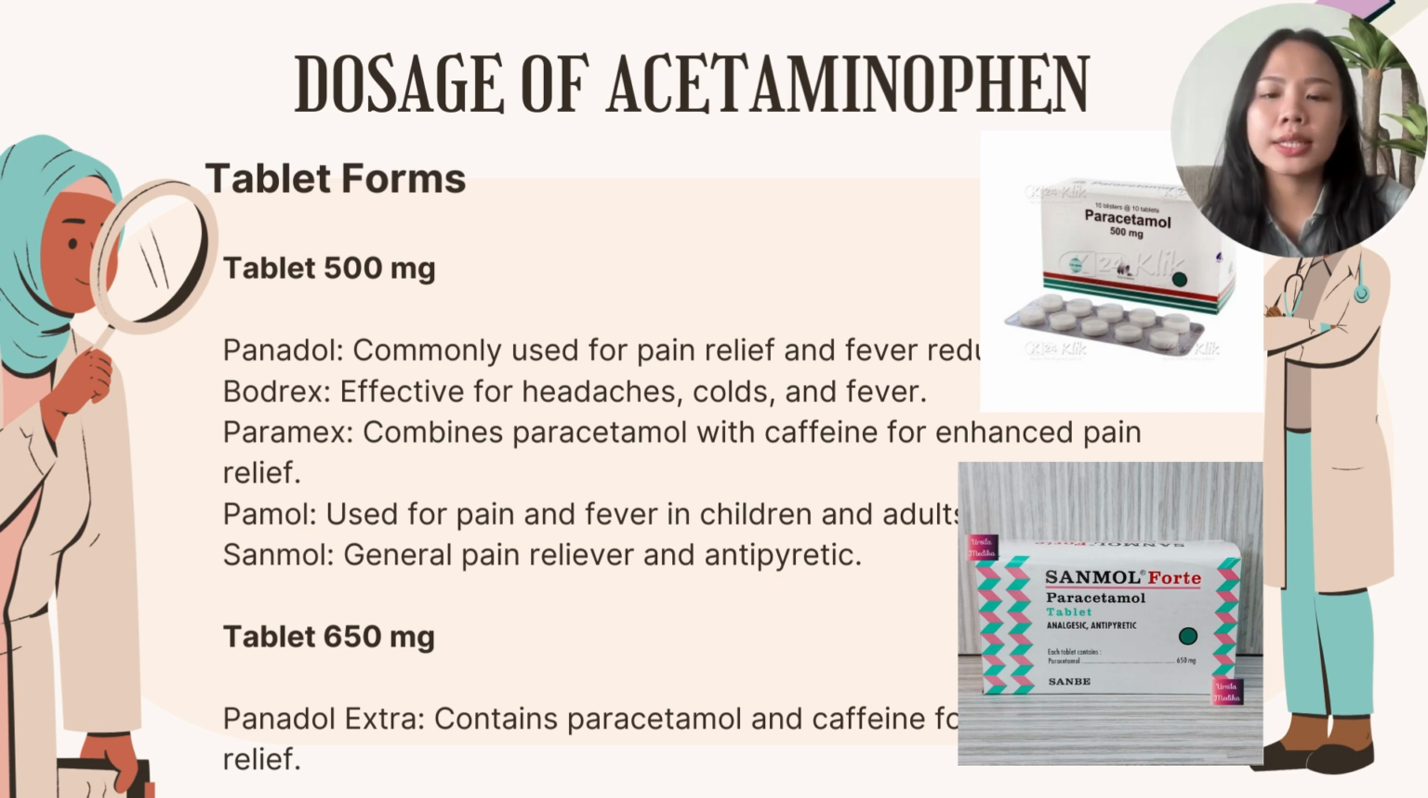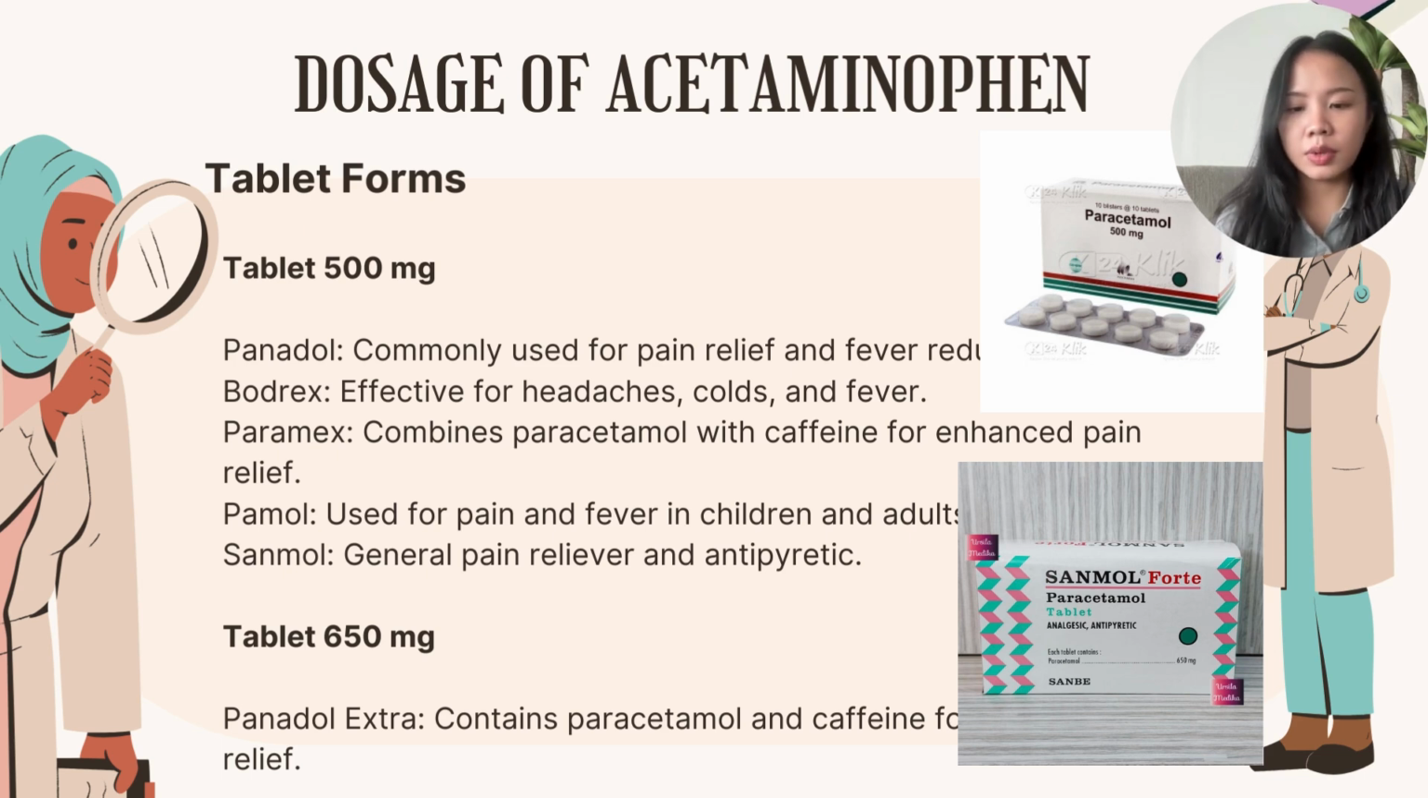The next one is tablet forms. You can see in the picture tablet 500 milligrams. Panadol is commonly used for pain relief and fever reduction, and is effective for headaches, colds, and fever. Paramex combines paracetamol with caffeine for stronger pain relief. Pamol is used for pain and fever in children and adults. Sanmol is a general pain reliever and antipyretic.